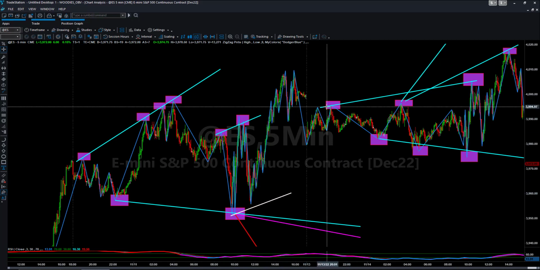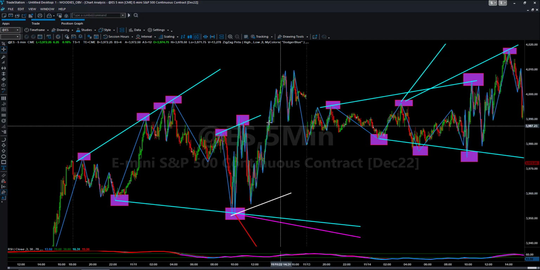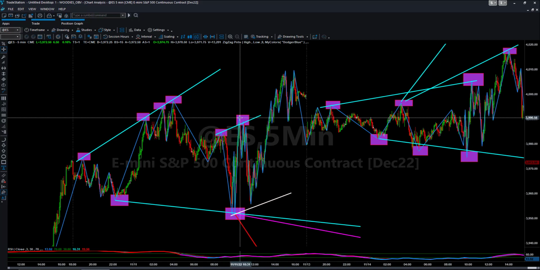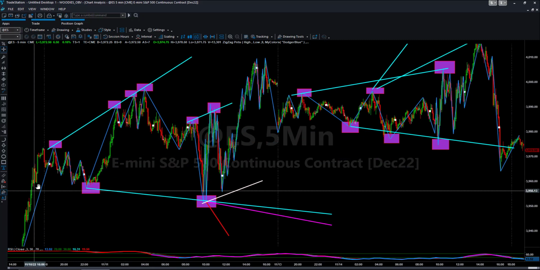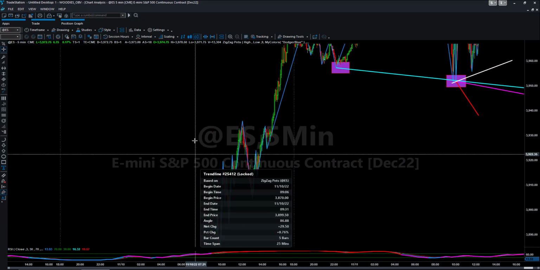So now you can see the structure is strong, very strong. And how about this guy? How about this one, right? So you got the idea. The same thing is going to happen. This is how you're going to predict all the pivots.